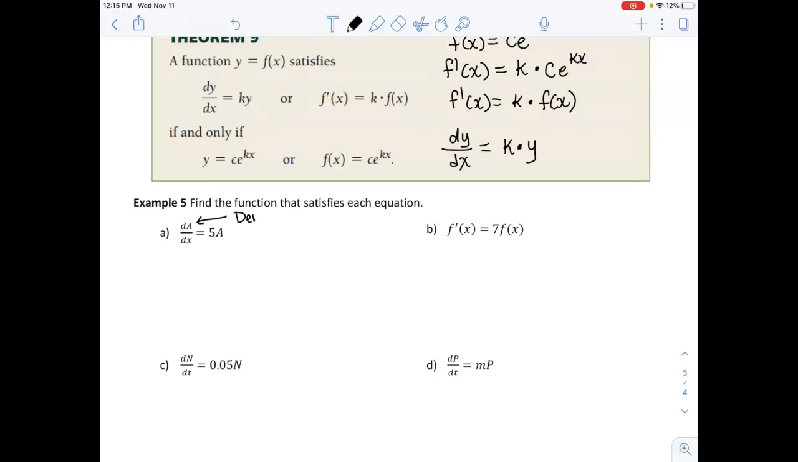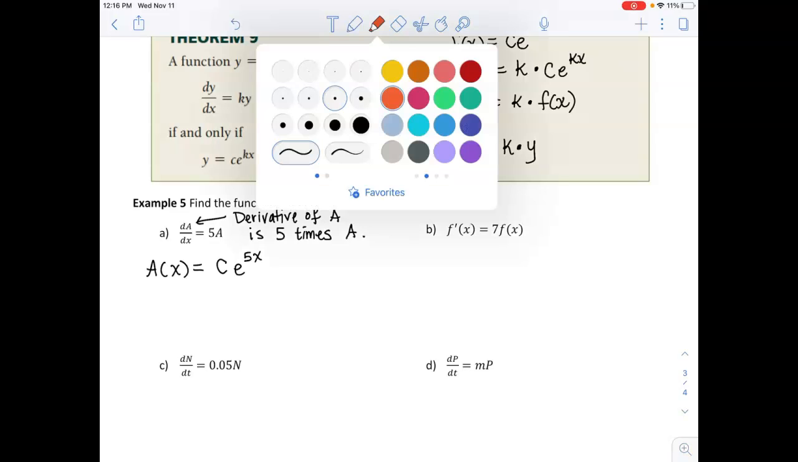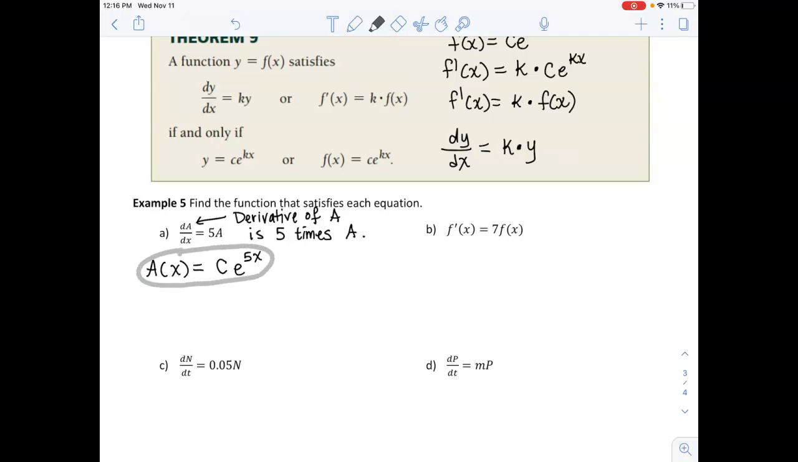So what we are saying is the derivative of a with respect to x is 5 times the function itself, a. So I'm going to write down the function using this rule, theorem 9. So a of x, the function must be some constant c times e raised to the 5x power. This is what I think the answer is. I will circle it. But in order to check our answer, let's actually find the derivative.